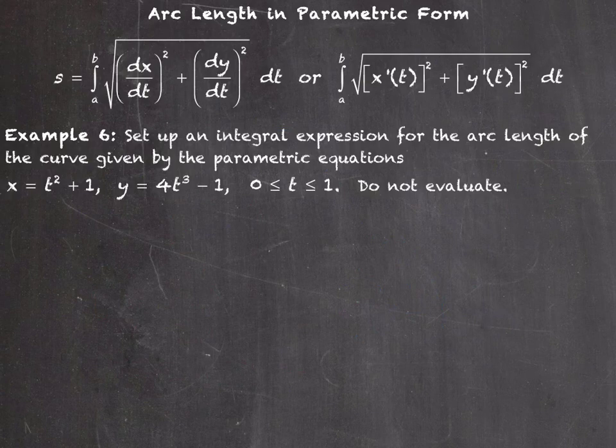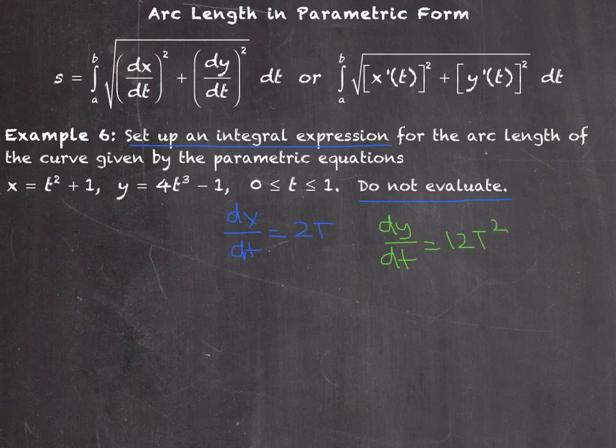Notice the problem says set up the integral, but do not evaluate. So pay attention to things like that. So we're going to find dx/dt first. So dx/dt is simply going to be 2t. And dy/dt is going to be 12t squared. All right? So we're going to plug those in and set up our integral.